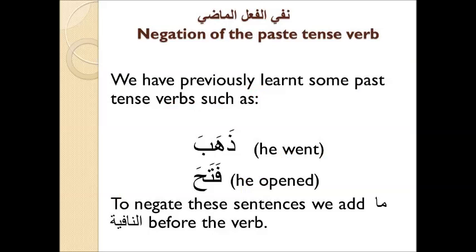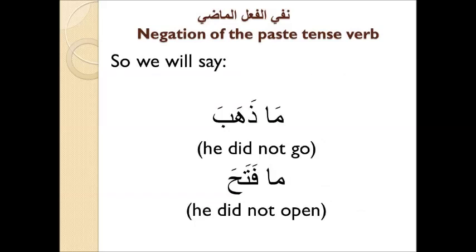We have previously learnt some past tense verbs such as ذهب, he went, and فتح, he opened. To negate these sentences, we add ما nafiya before the verb. So we will say ما ذهب, he did not go, and ما فتح, he did not open.